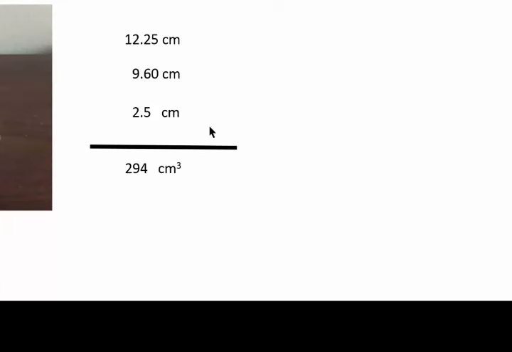So I have to make this number into 2 significant figures. So how do I round it to be 2 significant figures? Well, I'm going to round it to 290, and it's going to be centimeters cubed. So make sure the units are also on your problem.